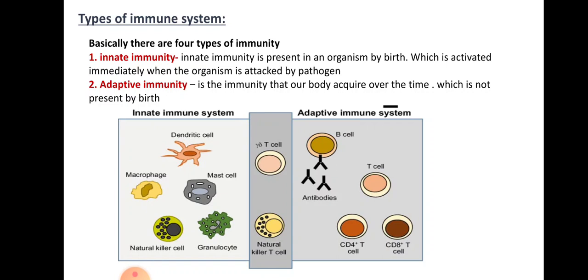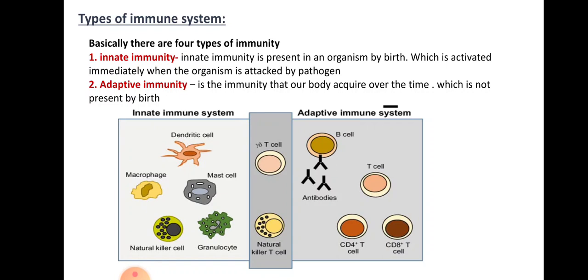So the first one is innate immunity. Let us learn what is innate immunity. Innate itself means it is present in our body. Innate immunity is present in an organism by birth, and is activated immediately when the organism is attacked by a pathogen.